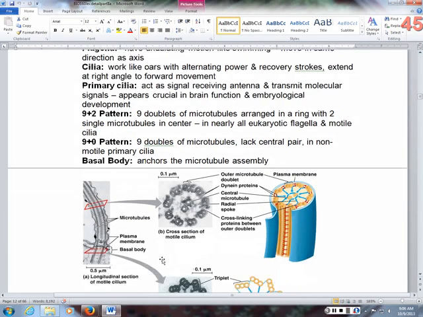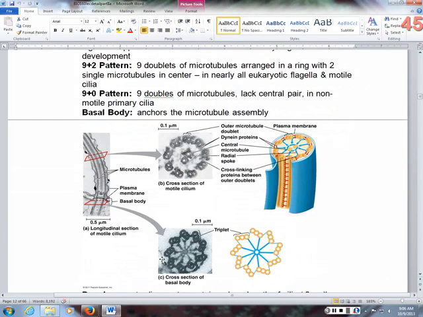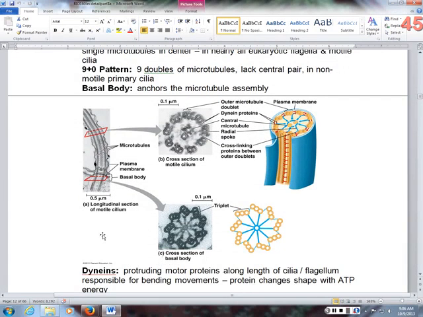In your non-motile primary cilia, you're going to have 9 doublets of microtubules and they lack the central pair. So in the non-motile ones, you just don't have the middle in there.